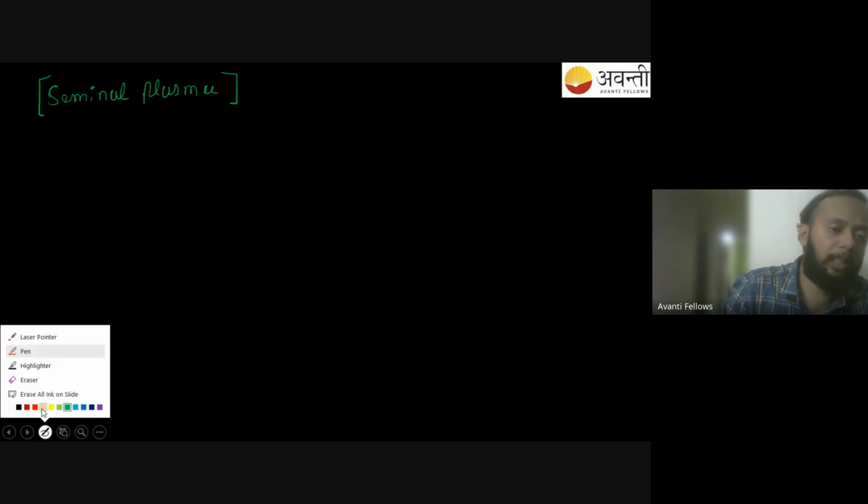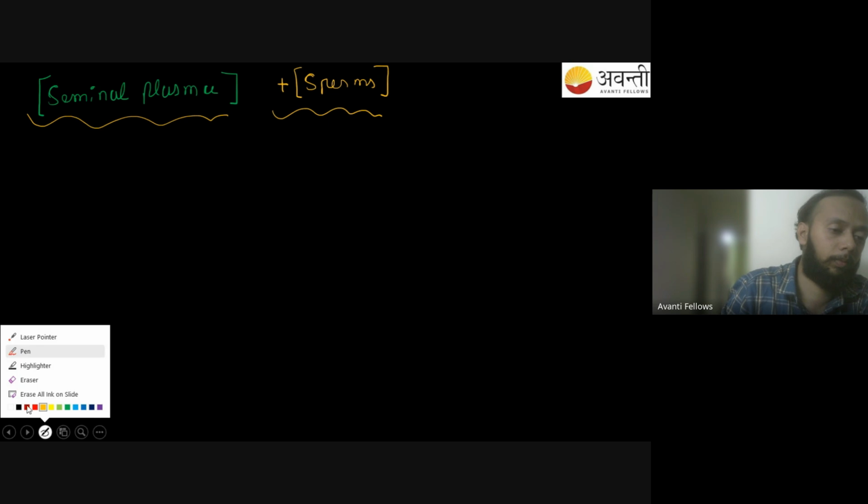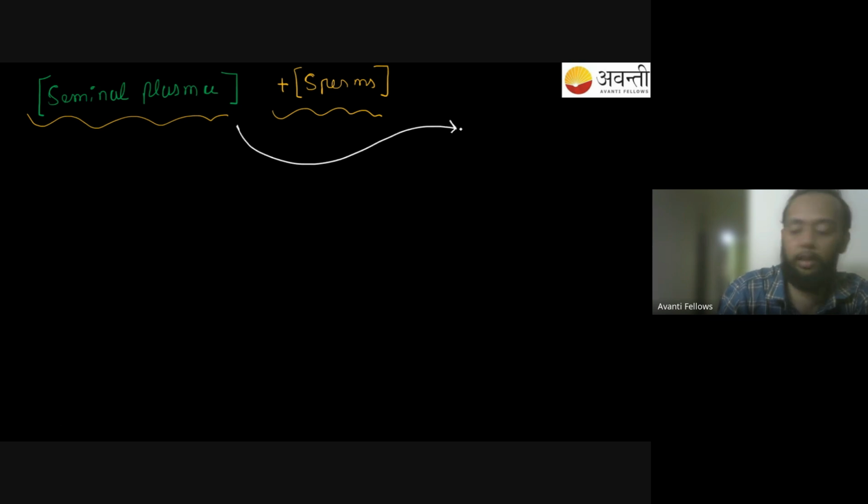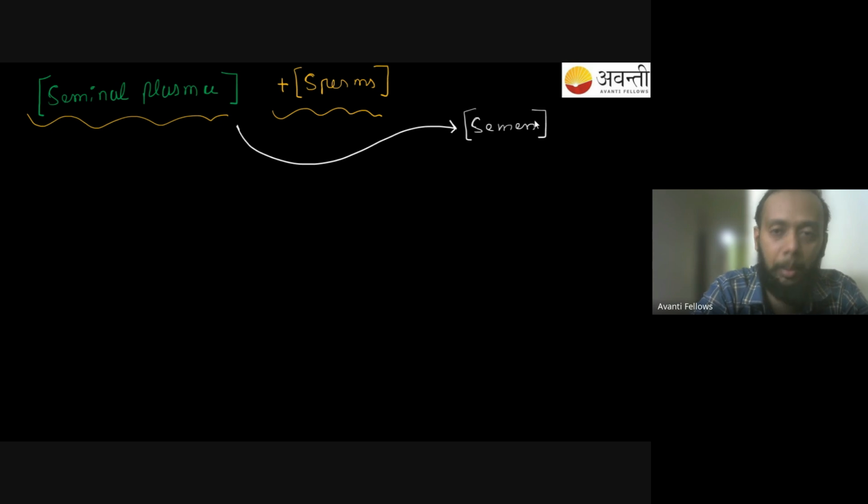Something I've already discussed is that you will have a seminal plasma, and seminal plasma plus sperms is called what? What is this combination called? Tell me by unmuting. Seminal plasma plus sperm is called what? Yes, semen. How much time is it taking to answer? So semen: sperms plus seminal plasma is called semen, right?